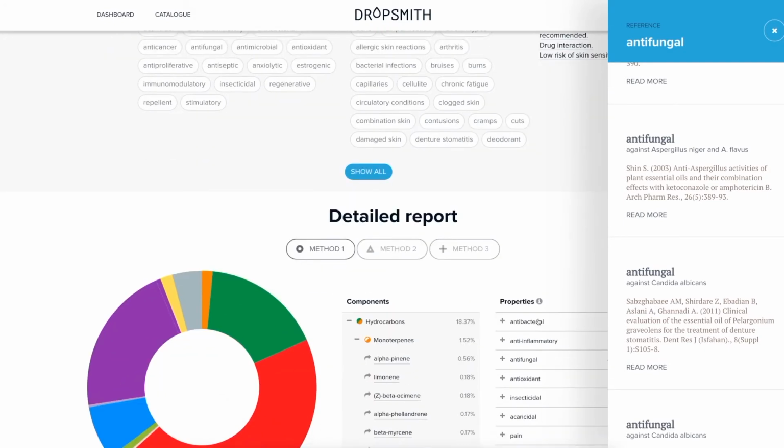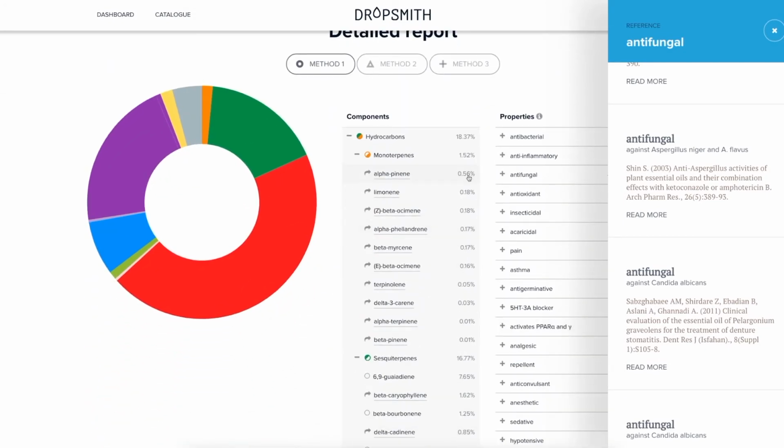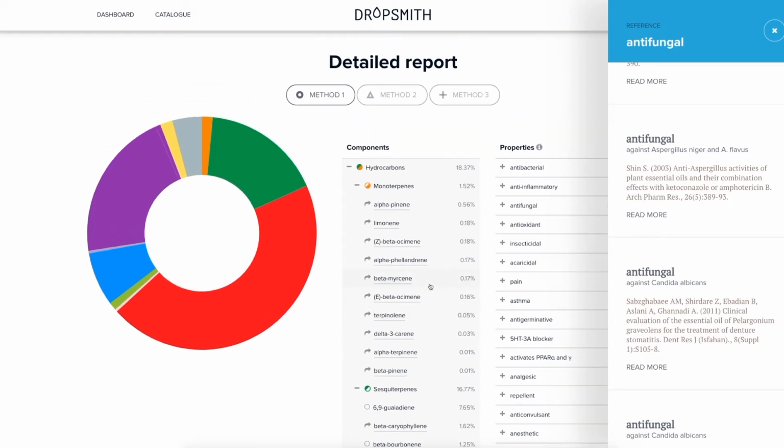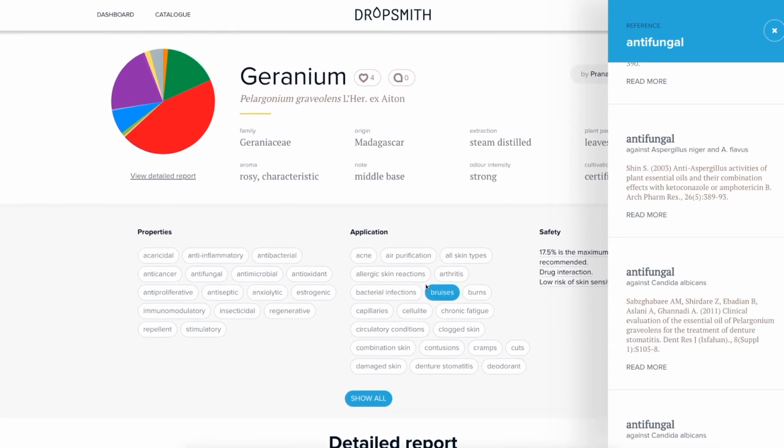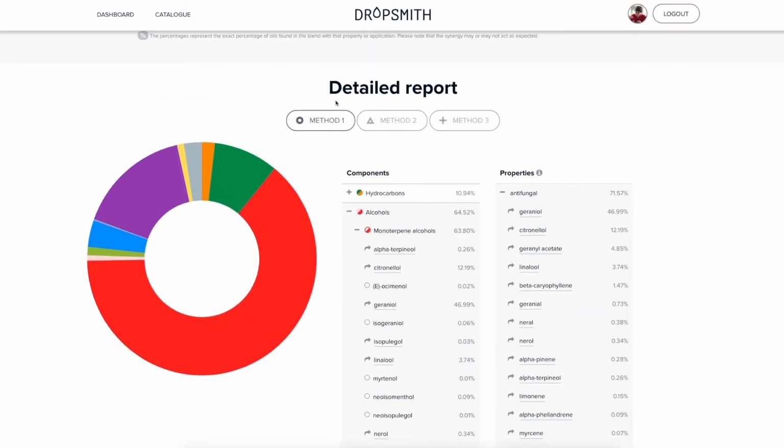So bear in mind, although it's nice to understand all these components and how they may or may not contribute to the essential oil, the whole at the end might surprise you. So geranium does still have antifungal properties. And why am I telling you this?